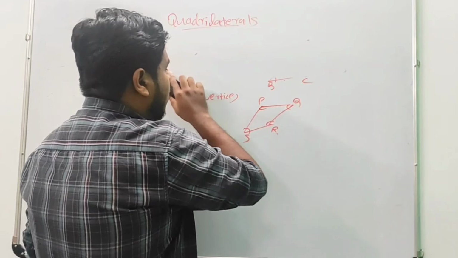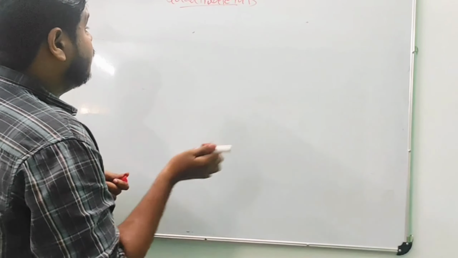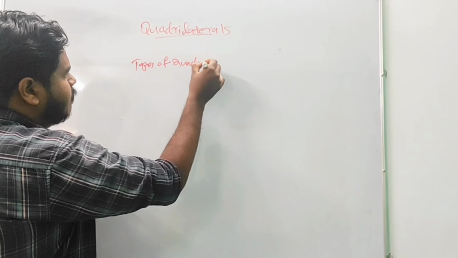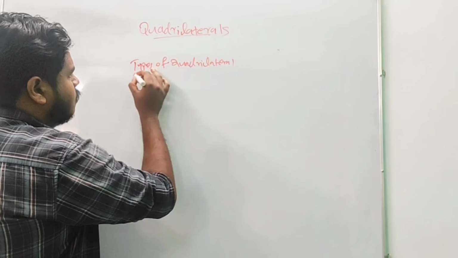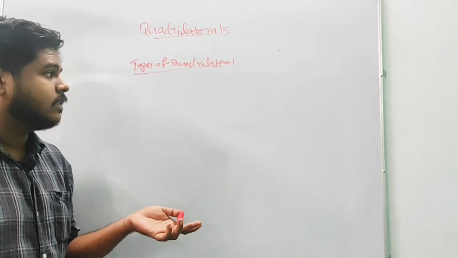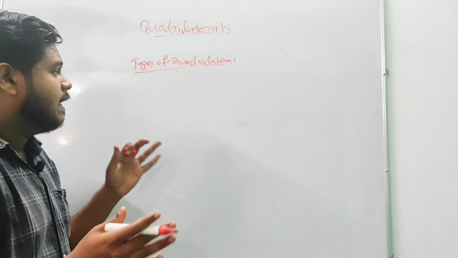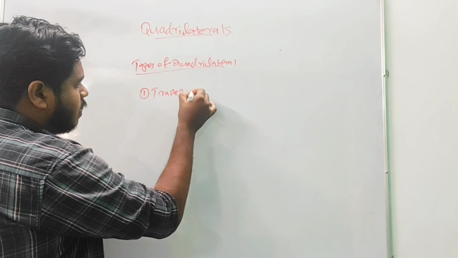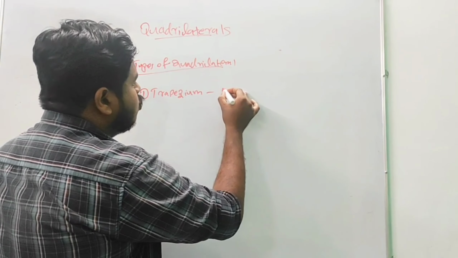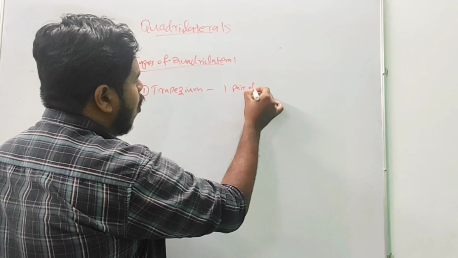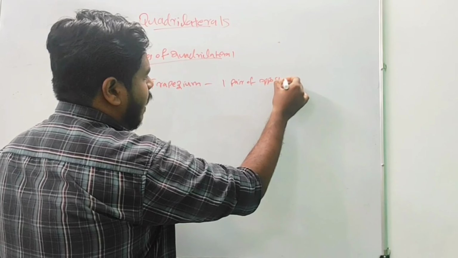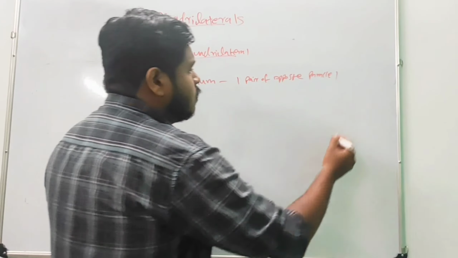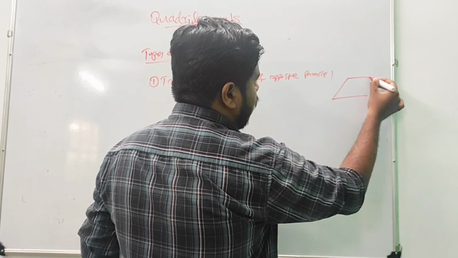So now we can study the types of quadrilateral. What are the different types of quadrilateral? As we said, we can have so many quadrilaterals, and the first one with a specific name is the trapezium. In a trapezium we have one pair of opposite sides parallel. That is a trapezium. So we can draw a figure like this one.